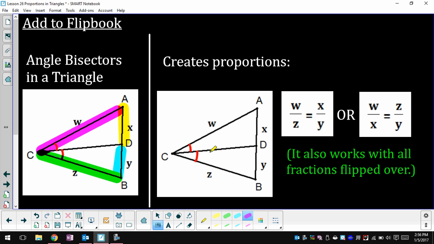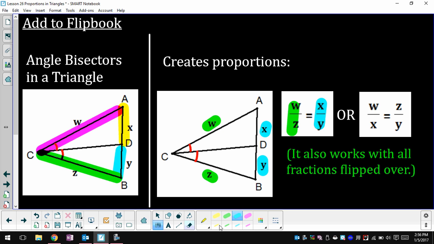So if you look here, this side that I've labeled W, that's just a variable that's representing the length of that side. If I divide it by this side labeled Z, that fraction should be equal to X and Y, these two small pieces. Those two fractions should be equal. So if I know three of the lengths, then I can find the fourth length out using this relationship.